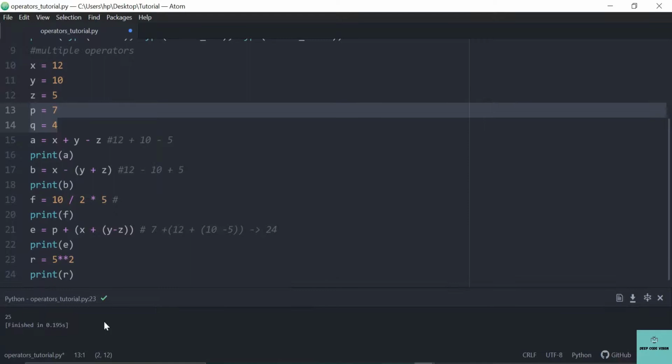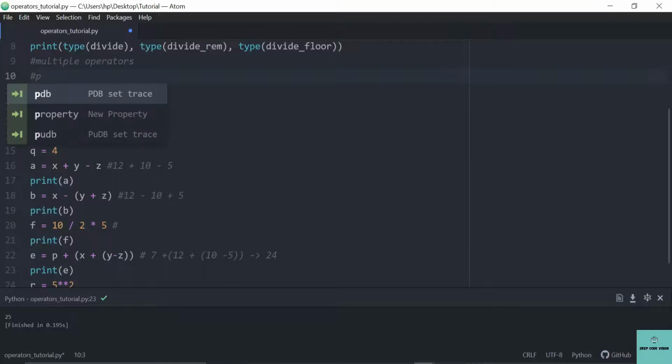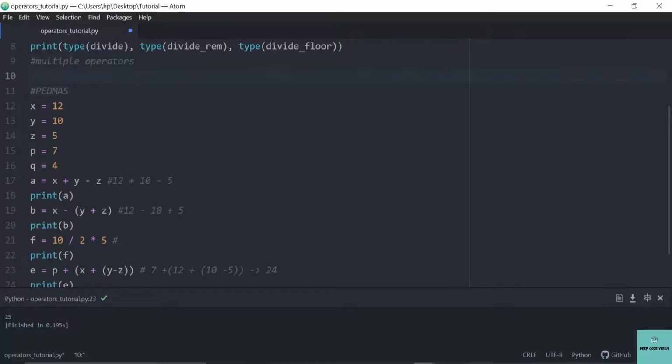Now it follows something called PEDMAS. I'm not going to write the whole thing. And also L to R. So that's left to right and PEDMAS. Left to right without parenthesis, and PEDMAS if there is a parenthesis and everything. So PEDMAS is parenthesis, exponent, division, multiplication, addition, and subtraction.